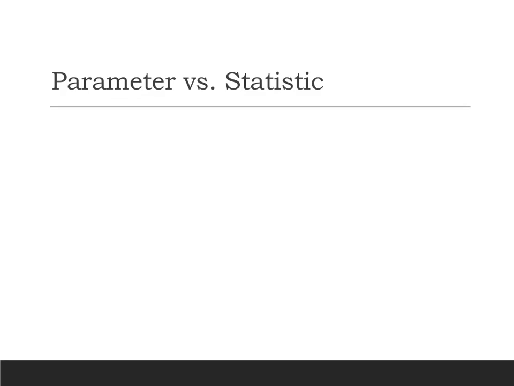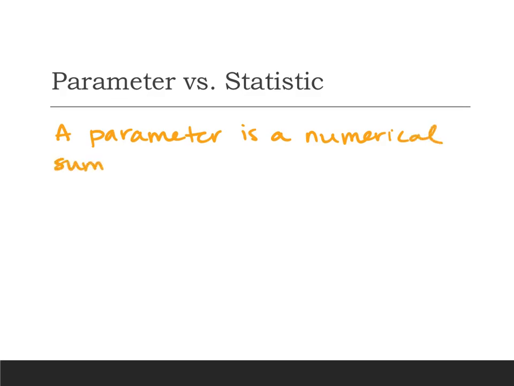All right, and now that we hopefully understand the difference between a population and a sample, we need to know what the differences are between a parameter and a statistic. So a population is a group of people, things, objects. A sample is a subset of that population. A parameter is a numerical summary of a population.